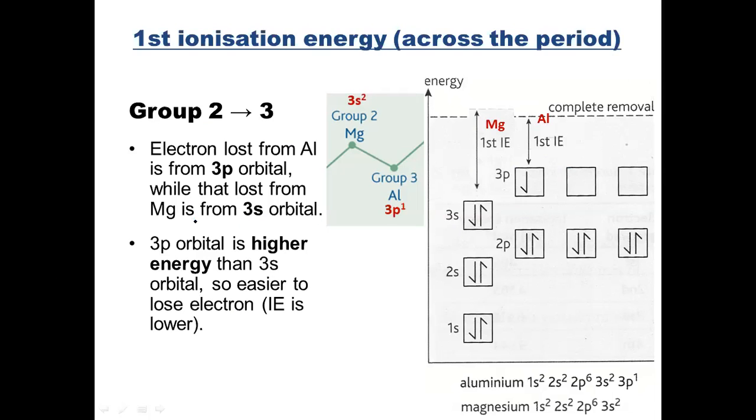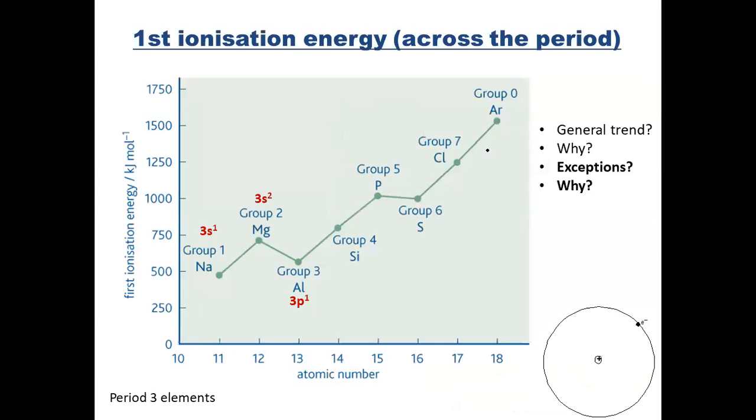Now, one thing to note down: because this is across the period, my example is period 3. This works for every period. Whether you're looking at period 1, well, period 1 doesn't apply, period 2, period 3, 4, 5, and so on, they all will follow the same trend. But instead of magnesium and aluminium, it will be whatever other elements are in group 2 and group 3.